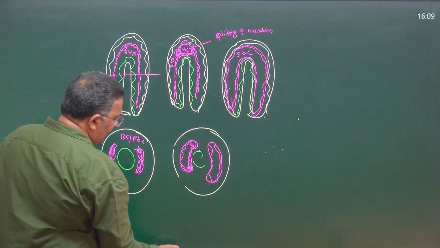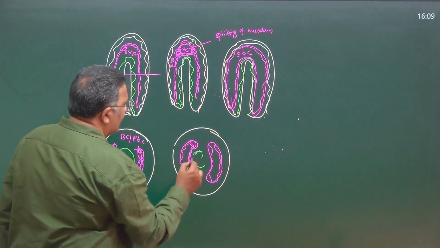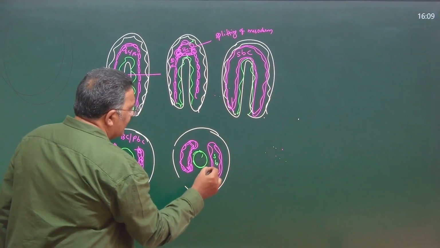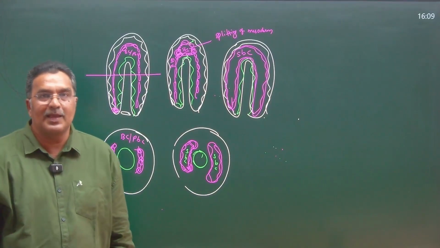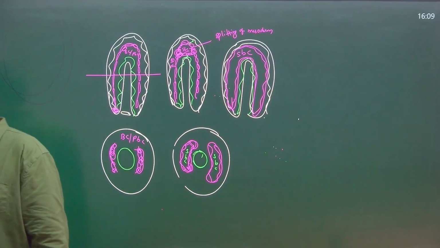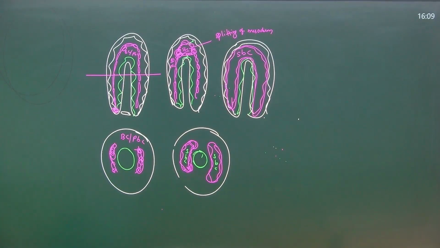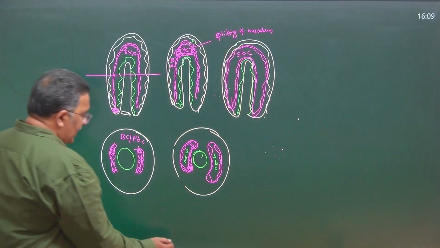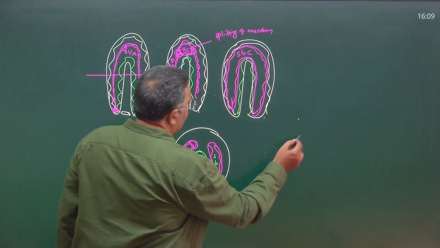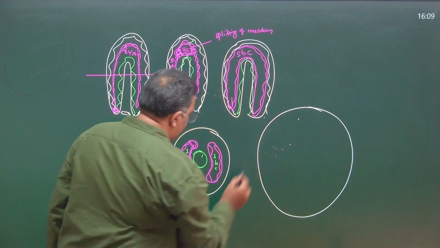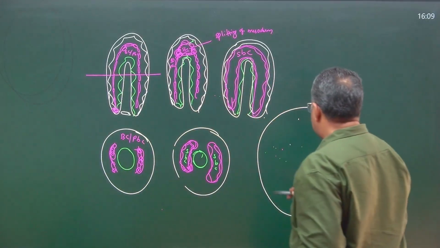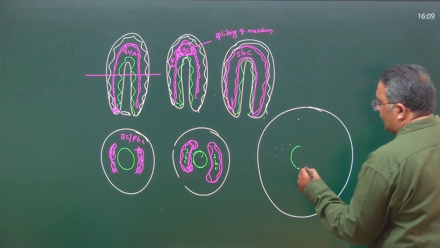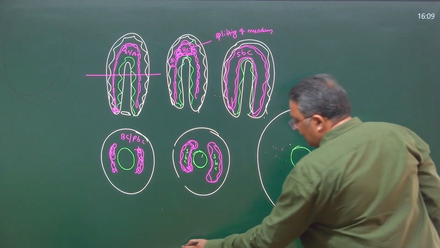Okay, when a new cavity appears, we can name it as secondary body cavity. Then what will be the next diagram? This is very, very important. This is the only diagram we will have in the text. All the remaining events I am just showing for you. Outer white is ectoderm, inner green is endoderm.